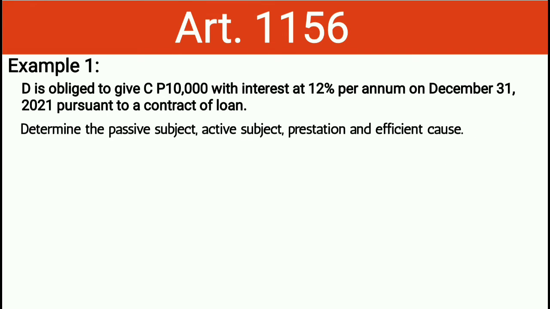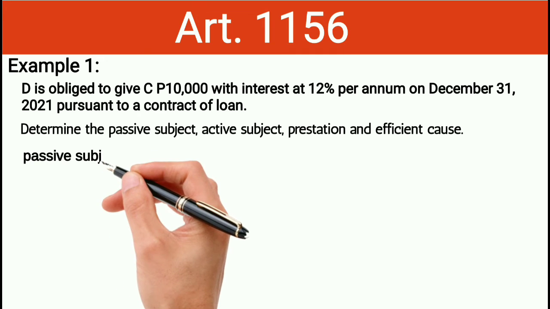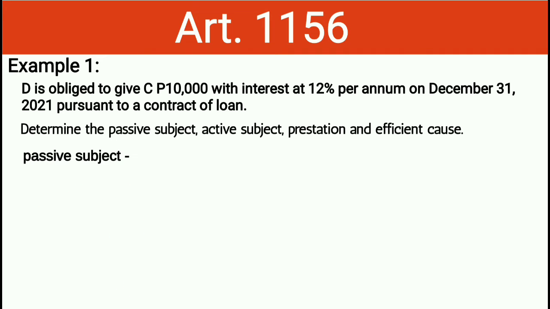Let's determine first the passive subject. Ang passive subject, pareho lang yan sa debtor or obligor. Siya yung magpe-perform ng obligation. In this example, ang magpe-perform ng obligation is si D because siya ang magbibigay ng 10,000 pesos kay C with interest. Therefore, D is the passive subject.